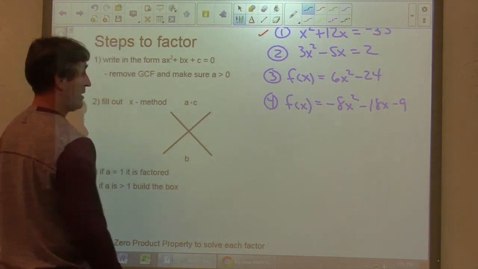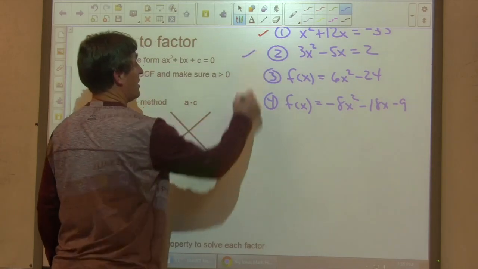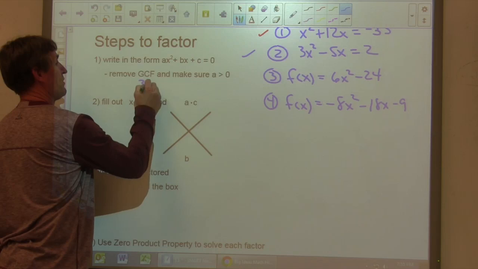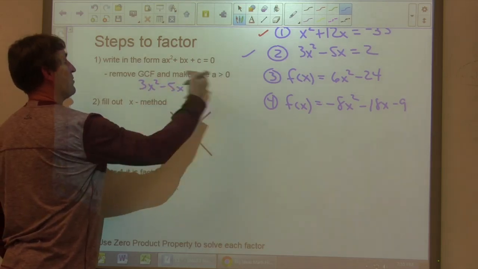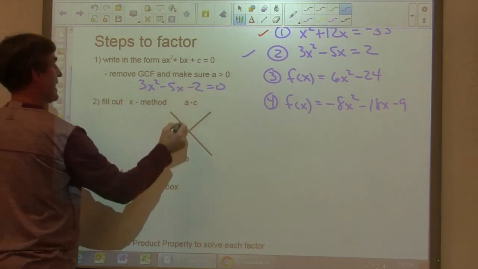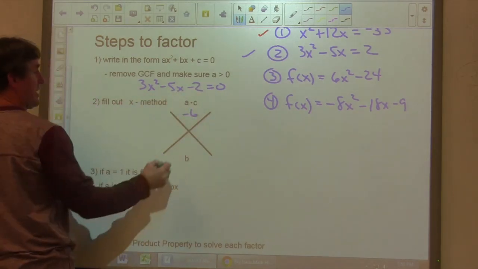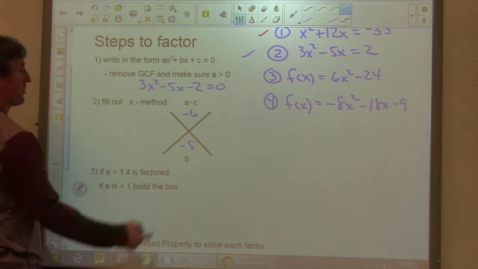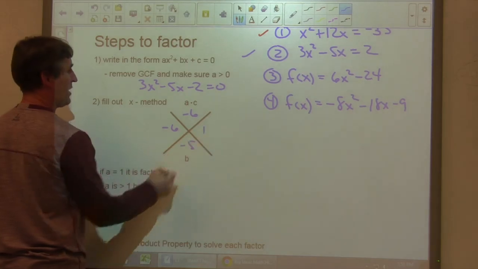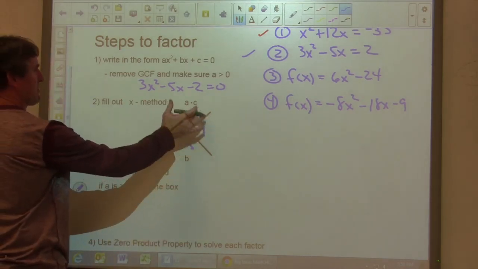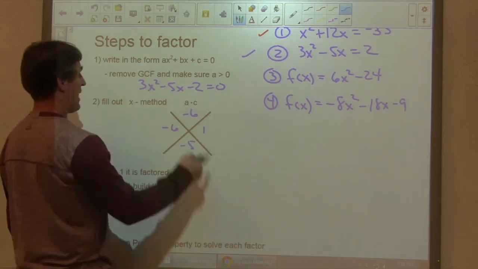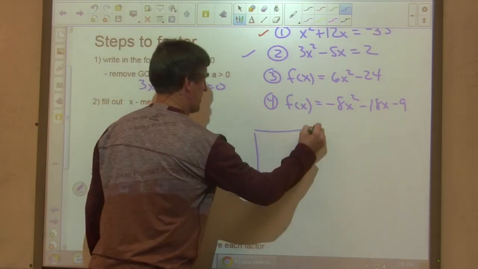So on the second one, again, it's not equal to 0. So the first thing you should have done was move the 2 back. So 3 times negative 2 is negative 6. Negative 5, the numbers that multiply together to give you negative 6 and add up to give you negative 5 are negative 6 and 1. And again, just check those. Negative 6 times 1 is negative 6. Negative 6 plus 1 is negative 5. But a is not 1, so you had to build the box on this one.